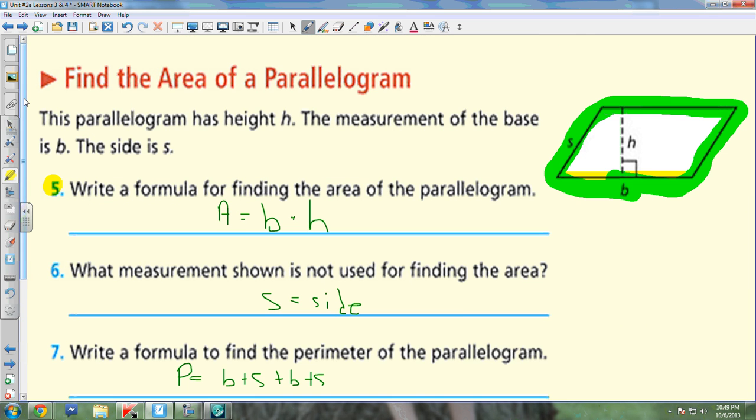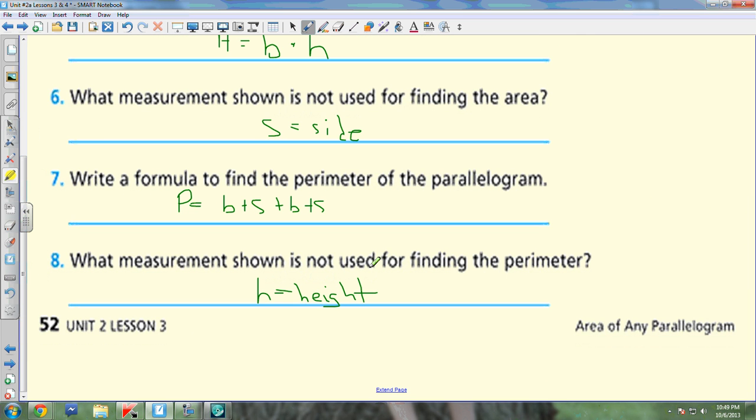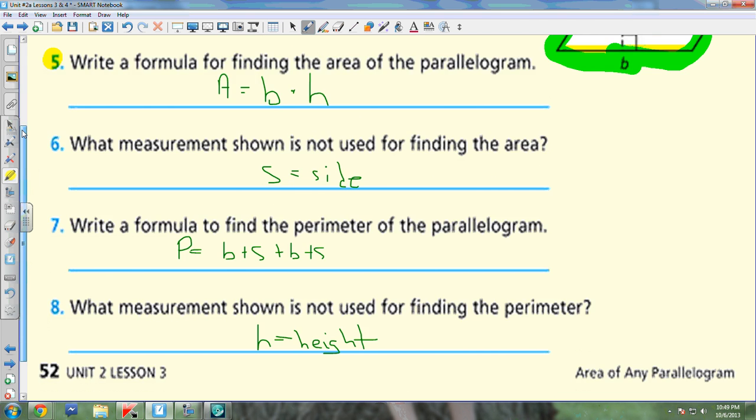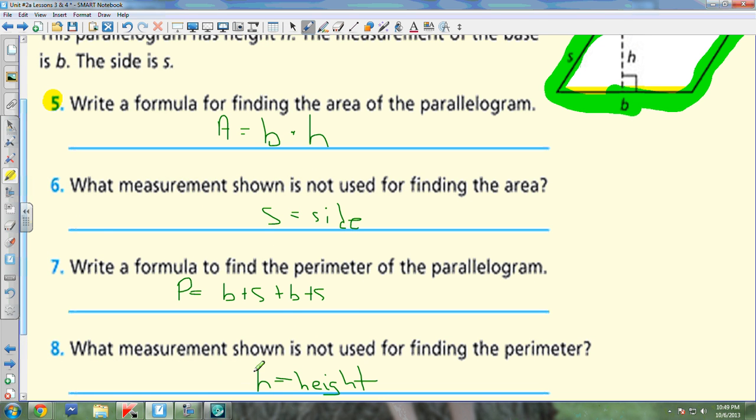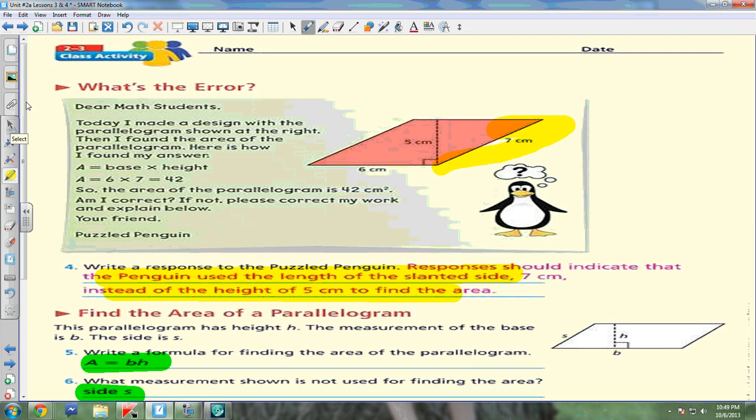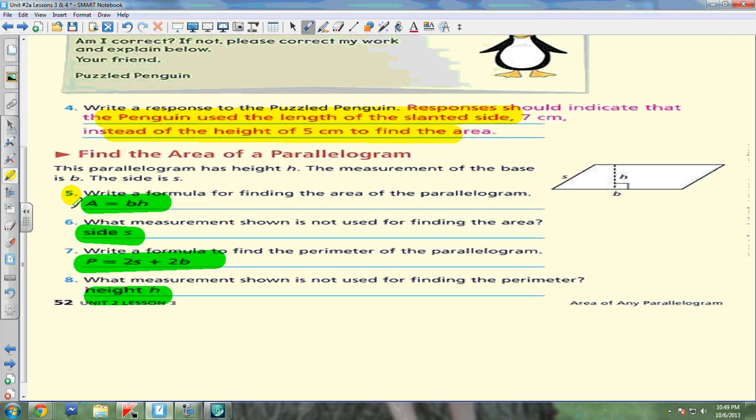Number 8, going back, it says what measurement shown is not used for finding the perimeter. In this case, you wouldn't use the height. That's what it shows you there. So go ahead and make sure you have 5, 6, 7, and 8 done as well. And that was on page 52.